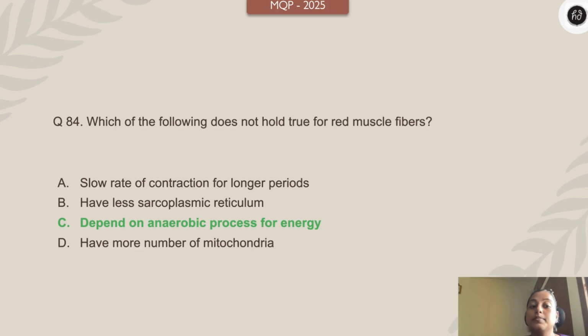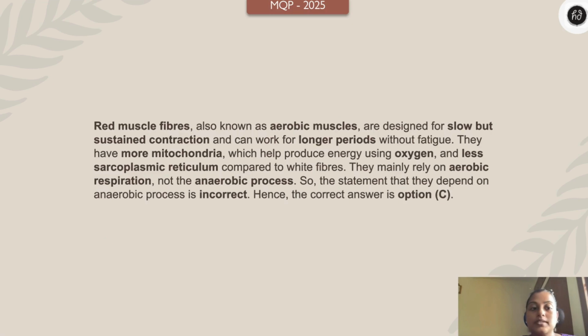Okay, the answer is depends on anaerobic process is absolutely wrong. The red muscle fibers, you can also call them aerobic fibers, right? If they have so many mitochondria, of course they play a huge role in aerobic respiration. So basically, they are known as aerobic muscles and are designed for slow but sustained contraction, and they can work for a longer period without fatigue. They have more mitochondria, which help produce energy using oxygen, and less sarcoplasmic reticulum when compared to white fibers. They mainly rely on aerobic respiration, not anaerobic respiration.